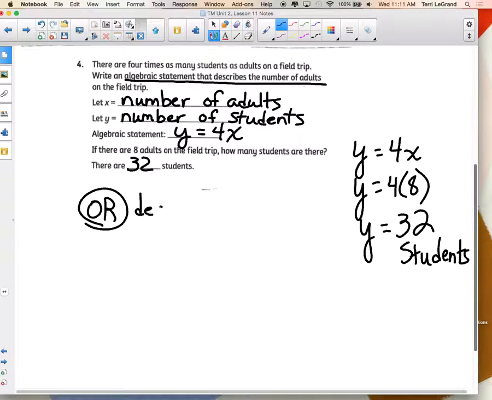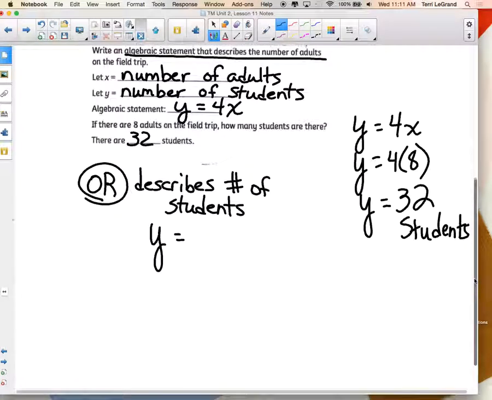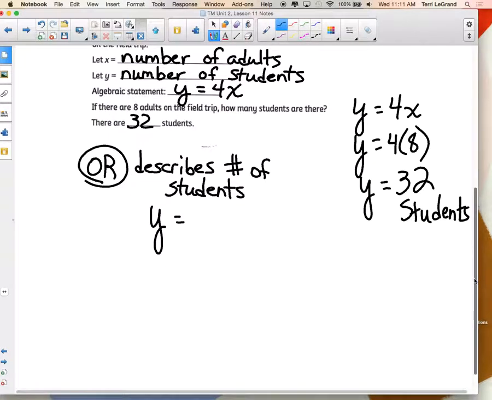Let's put describes number, we'll abbreviate that, of students. Let's write an equation that would do it. The one we wrote describes it as the number of adults. How would we do it as the number of students? Well, our students are Y, so our equation has to start with Y. What would we have to do instead then if we were going to have our equation set equal to the number of students instead of the number of adults?